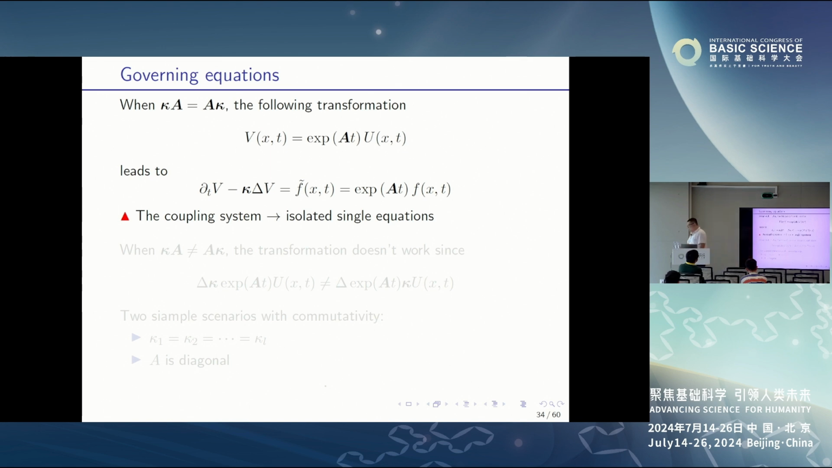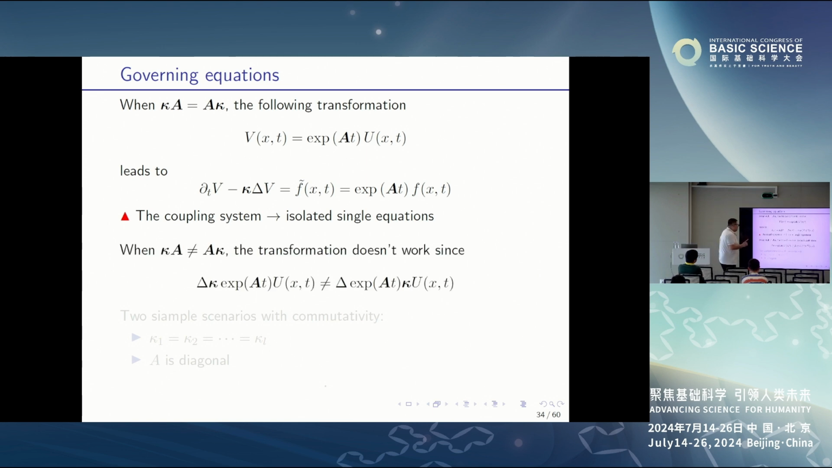So let's go back to the single one. We can use a linear combination, a linear transformation, and then we end up with isolated new kinds of pollutants. Then we can decompose this into single ones, and then we can solve for that, using the previous approach to solve this problem.